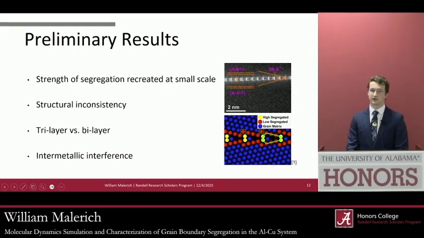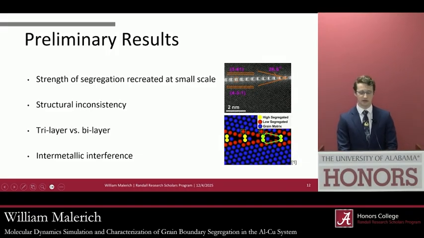So for the preliminary results, we were able to replicate the strength of the segregation observed in the experimental results, but there were structural inconsistencies between our model and the physical experiment. So in the images here, you can see that there is a defined bilayer segregation. In the bottom image, it's those two yellow atoms that were the most highly segregated region. But in our simulation, we saw more of a tri-layer segregation and a slightly differently arranged grain boundary interface.